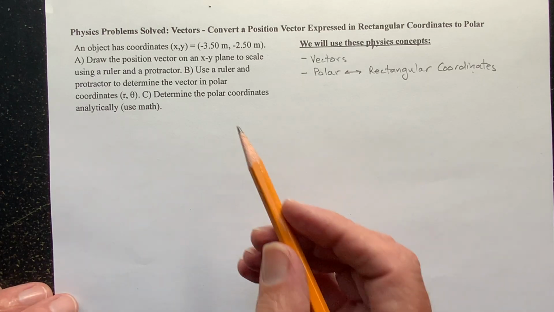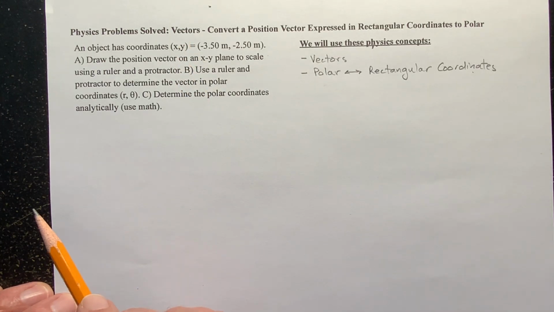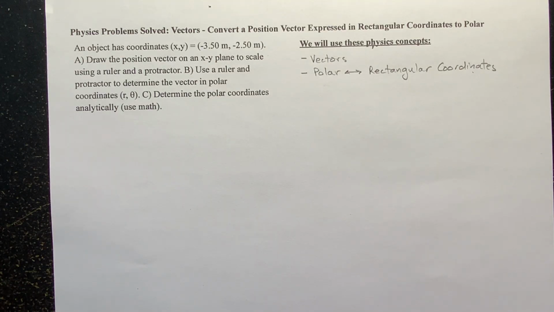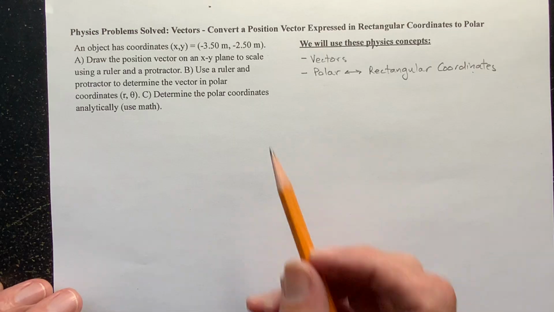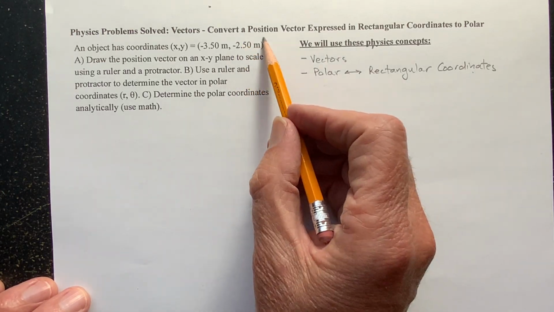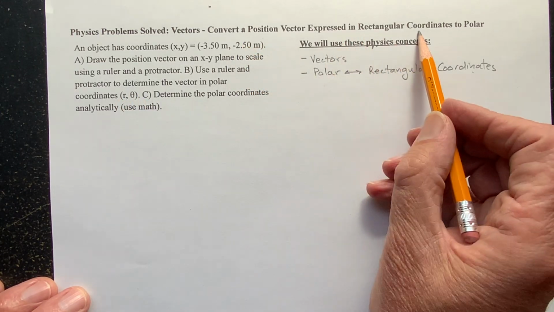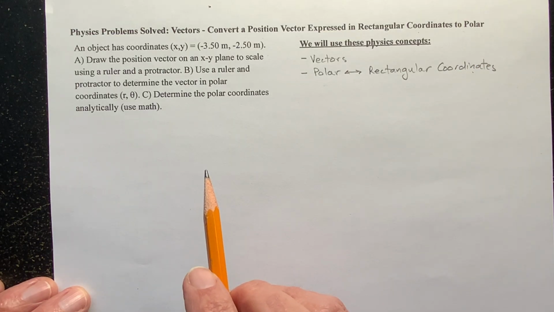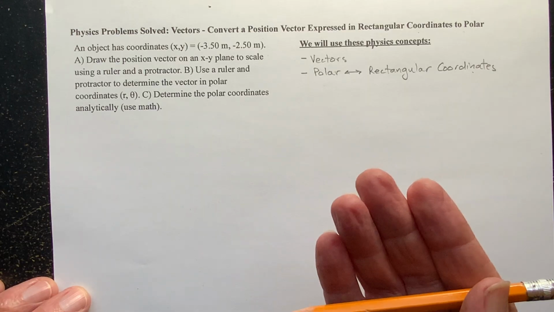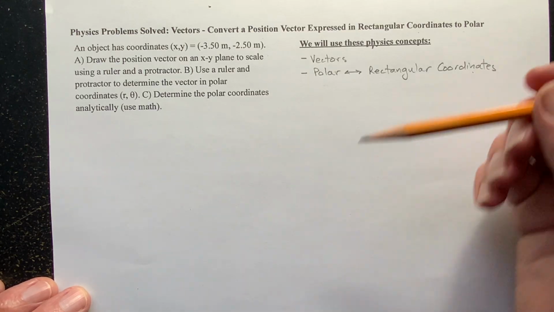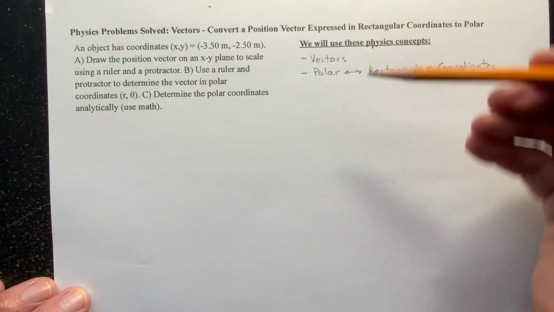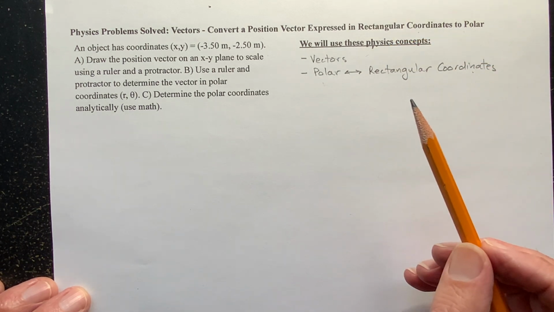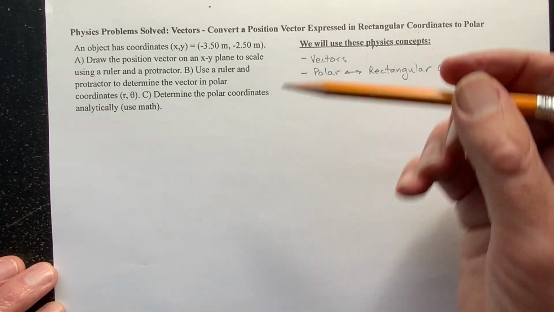And in this problem, we're going to be doing a very simple vectors problem. This is like a beginner problem for when you're first learning how to use and manipulate vectors. We're just going to convert a position vector that's expressed in rectangular coordinates and express it in polar coordinates. And we're going to do it two ways: graphically and mathematically. So, of course, we're going to need to understand vectors and how to go back and forth between polar coordinates and rectangular coordinates. So, let's read the problem.